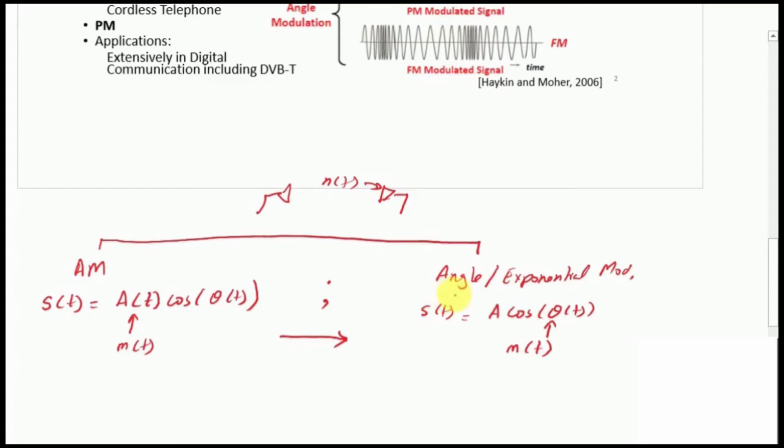So why do we call it angle modulation or exponential modulation? As I mentioned, the message is basically conveyed inside that angle. But this can also be written in terms of the real part of e to the j theta of t. If you open this, it becomes cos theta plus j sin theta, but the real part of it would be simply this one. That's why it's also called exponential modulation.